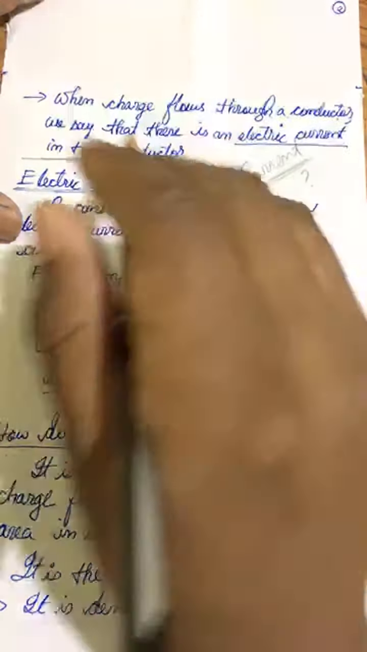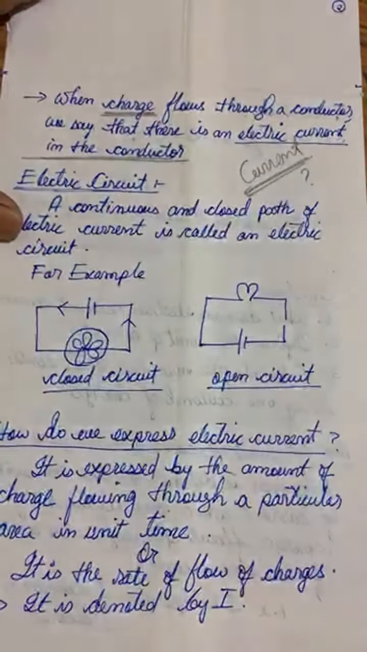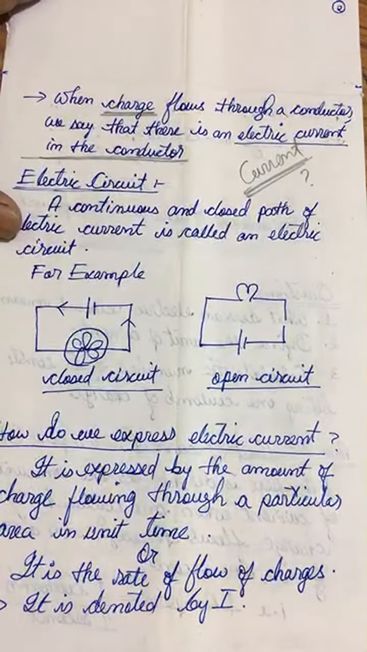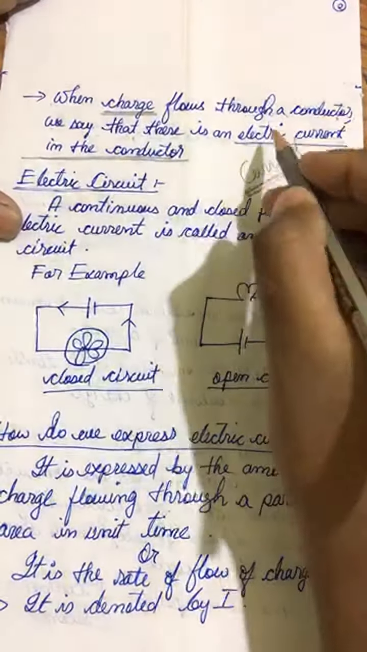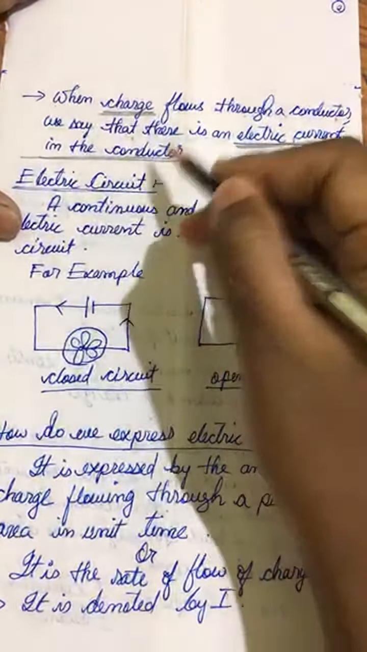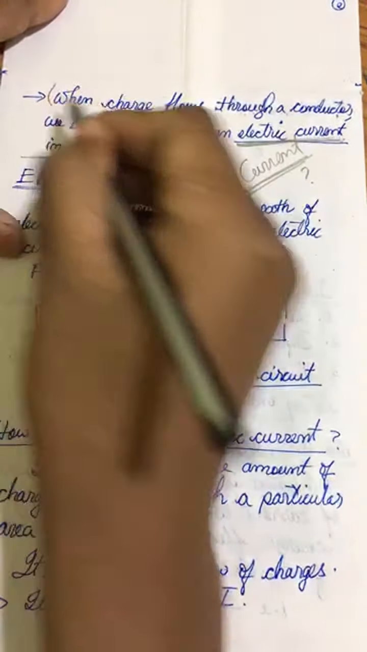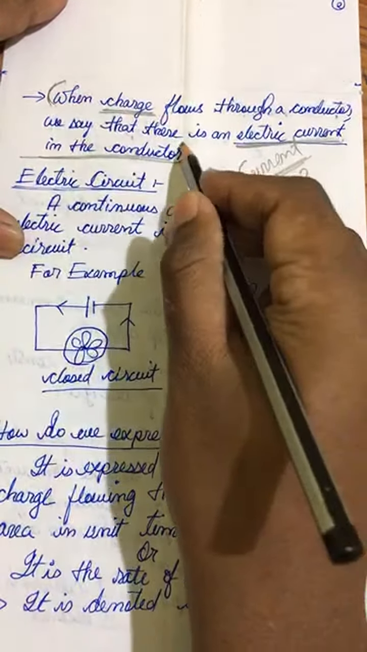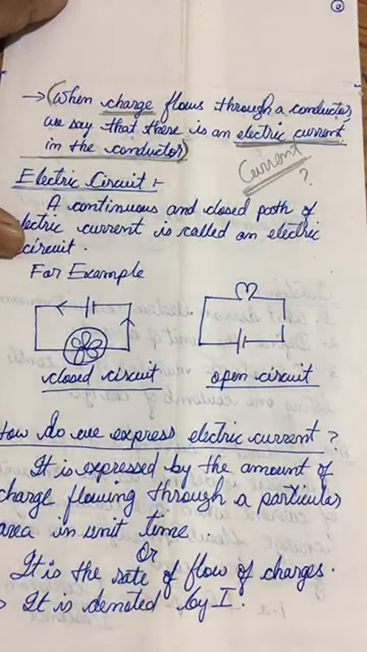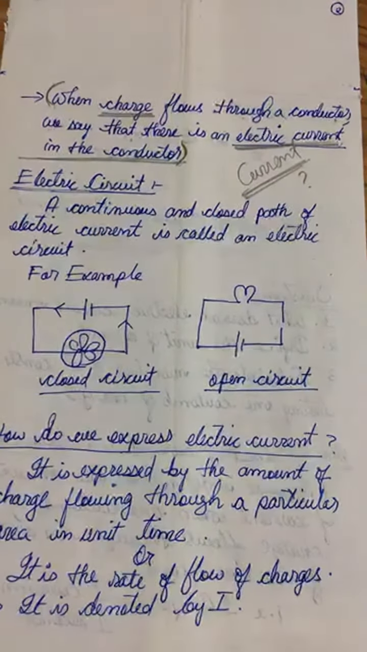Similarly, when charges flow in a conductor, we say that there is an electric current in the conductor. You need to note down this description of what is electric current.